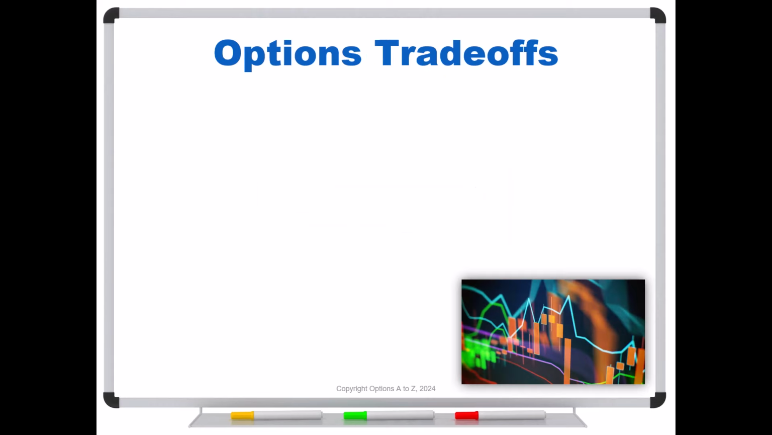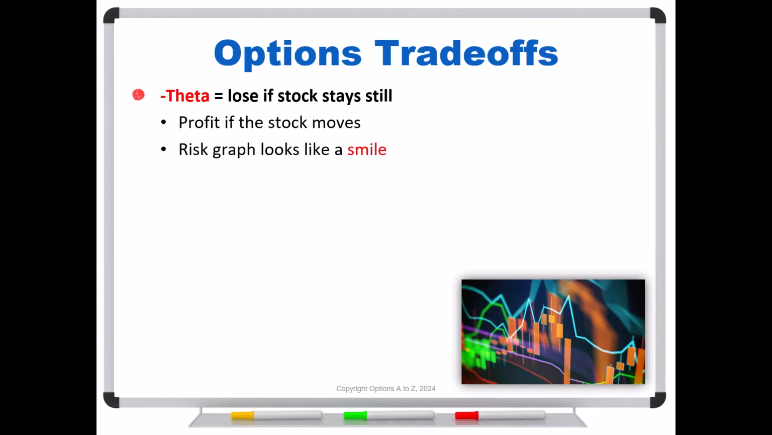So let's start with the options trade-offs. If you have a long option, whether a call or a put, which means you bought it, you are going to have negative theta. That means you are going to lose if the stock stays still, but you are going to profit if the stock moves, at least sufficiently enough to get you past the break-even points. When this happens, you are going to have a risk graph that looks like a smile. The current curve is going to have this upward sloping shape, a little bit like a smile. Again, that comes from buying an option. You are going to have negative theta.